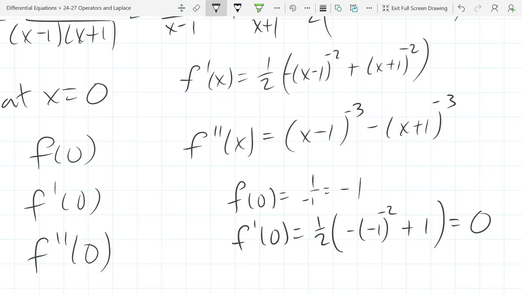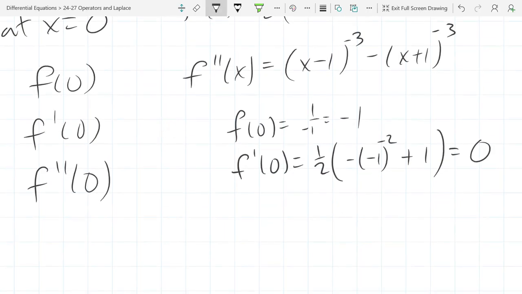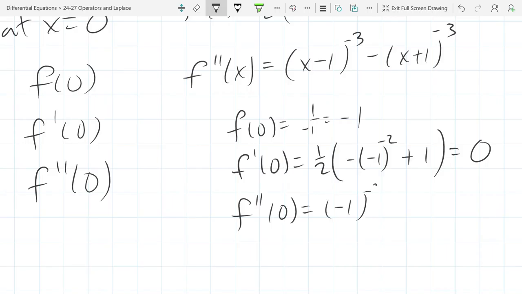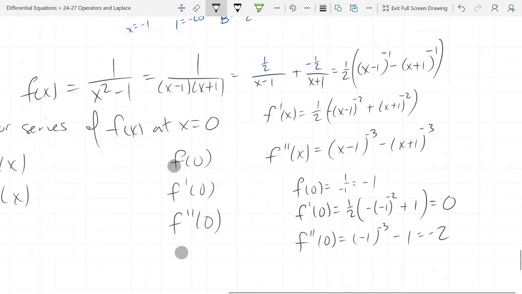Is f prime of 0, 0? Yes. Okay. And f of 0 is obviously negative 1. Yeah. All right. Better not screw that up. And minus 2 is f double prime of 0. Yep. All right. Algebra for the win.